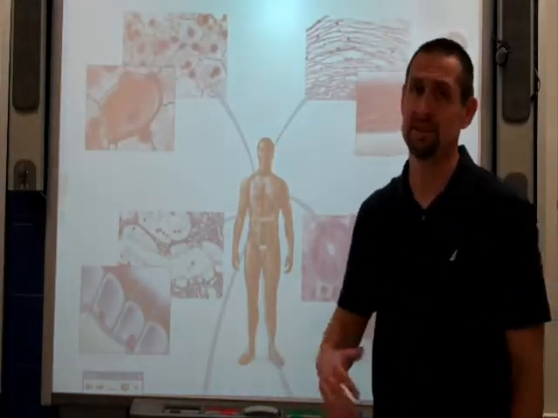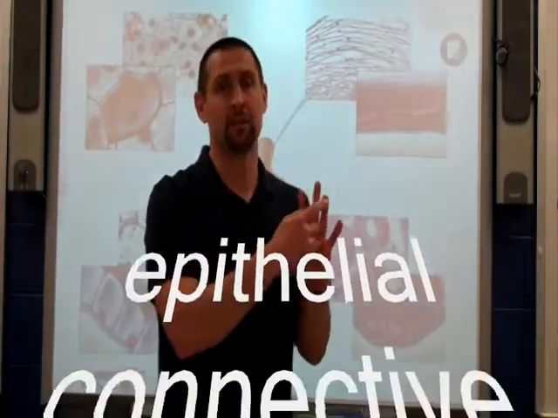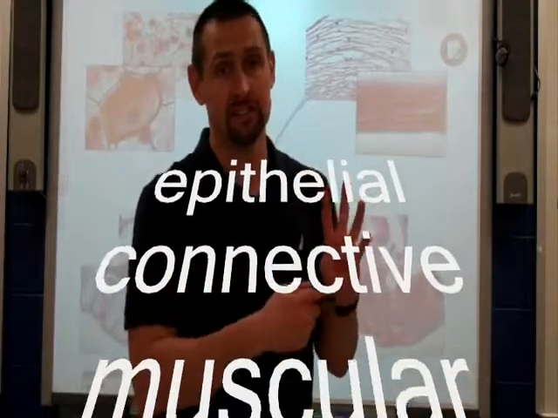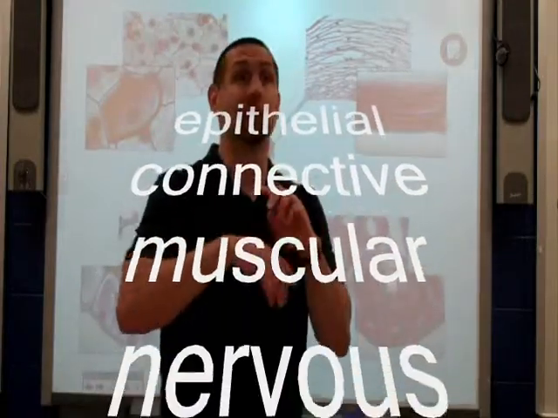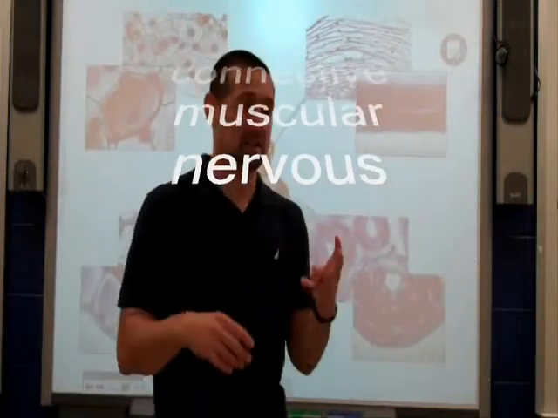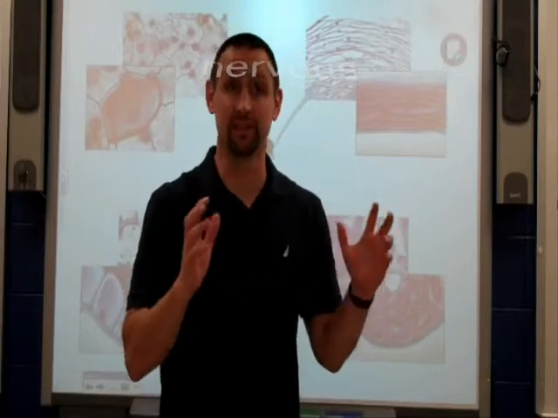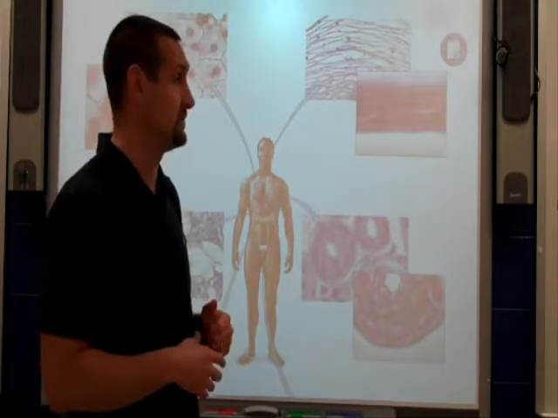So let's take a look at some of these tissues. There's four major kinds of tissues: epithelial, connective, muscular, and nervous. Epithelial is by far the largest, most confusing, because there's lots of different kinds. Connective is probably the next most confusing because, again, there's lots of different kinds of connective tissue. Muscular is not too bad. There's only a few kinds of muscular tissue. And nervous isn't so bad because there's not a whole lot in the way of nervous tissue.